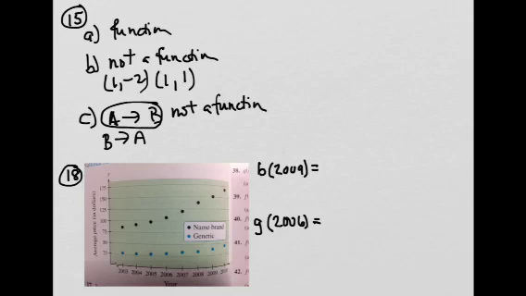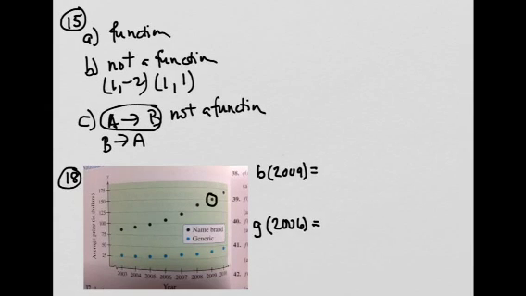Okay, so for number 18, they want you to read the graph. So B of 2009, so we're looking at the black points, that's the name brand graph, and we're going to look at 2009, which is right here. So we're going to go straight up, and it's this point right here, that I circled. That one is just past 150. It's not centered on 150, so I would say it was anywhere between 151 and 152. Again, we're just approximating.